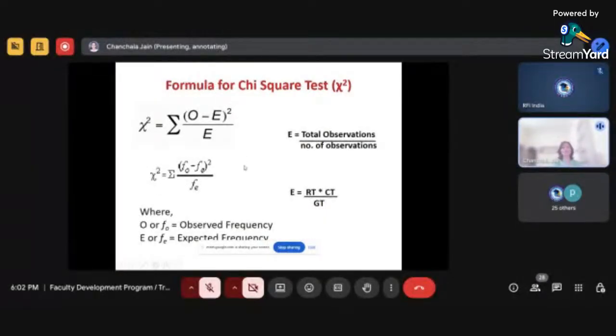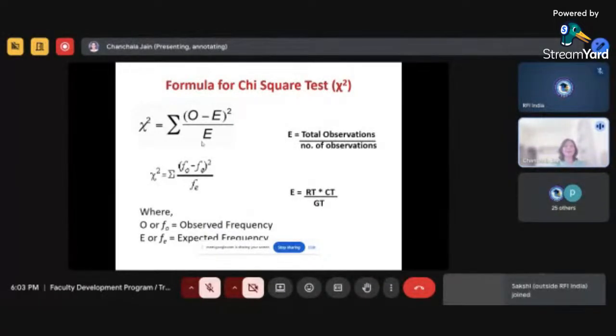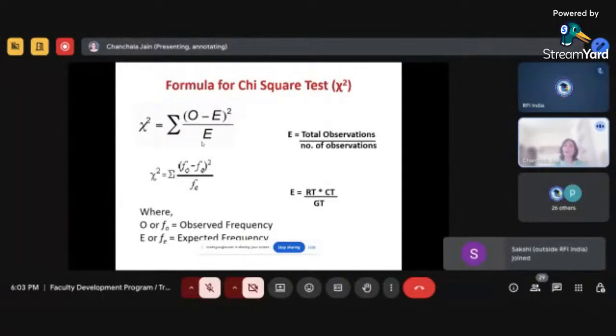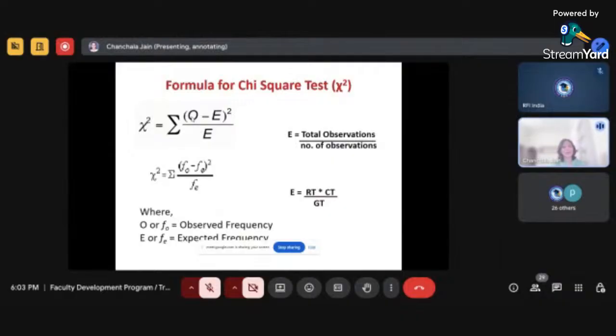In this formula, whether in the numerator or denominator, it is totally about the frequencies, right? Nowhere are we finding the mean, standard deviation, variance, etc. So this also indicates that chi-square is a non-parametric test, right? Now, observed frequencies will always be with us, because we collect the data, that is our observed data, right? The question is how to get the expected frequencies.